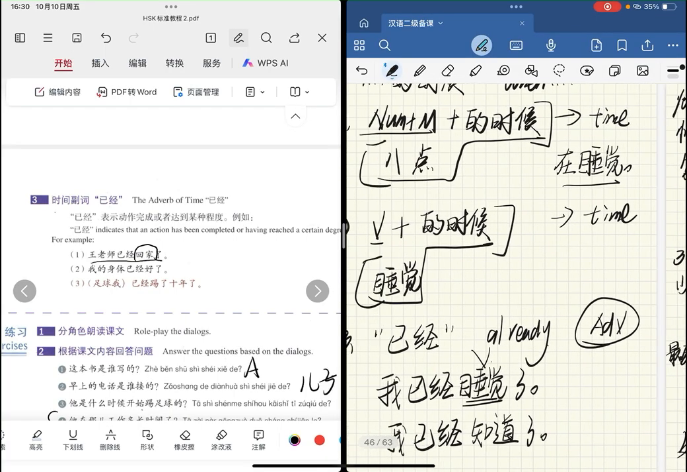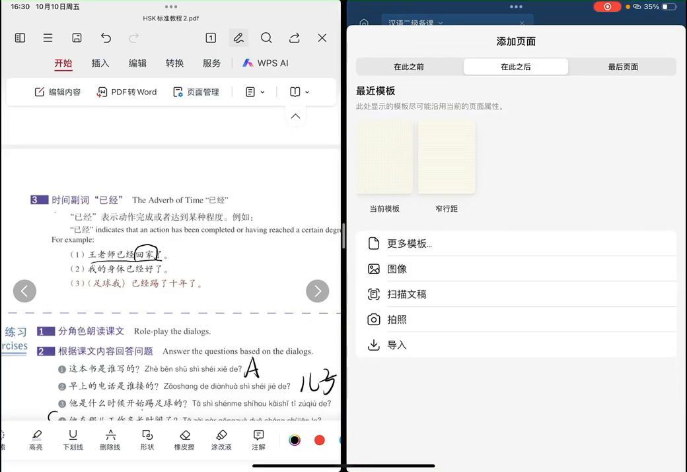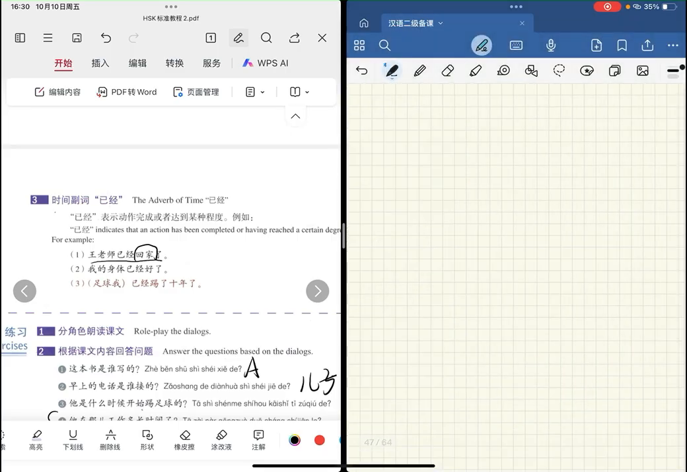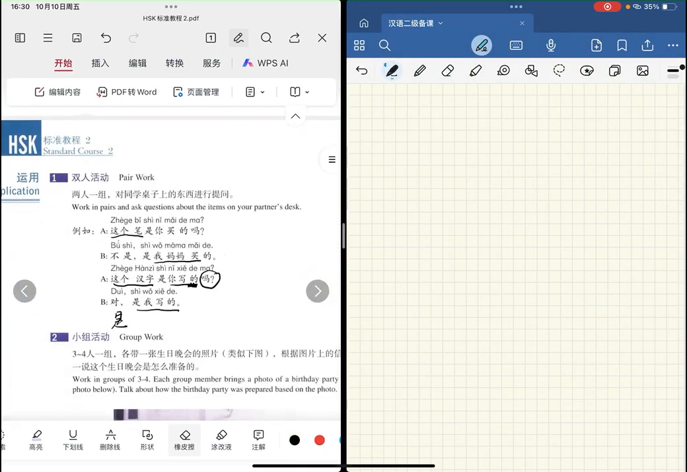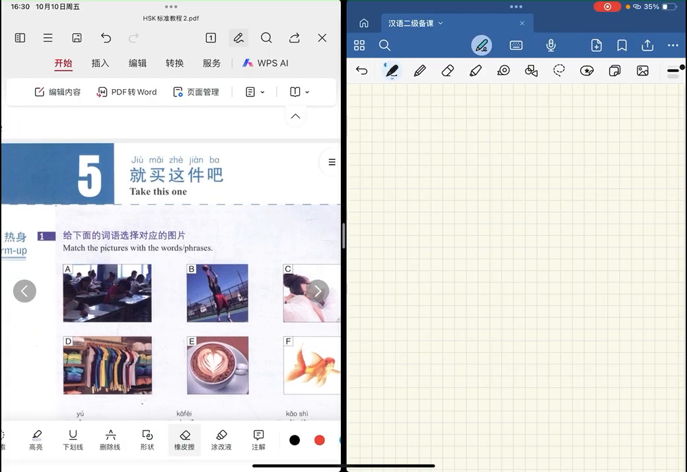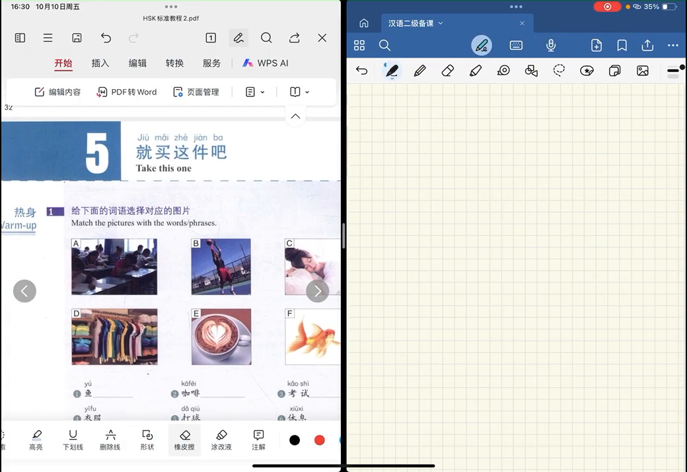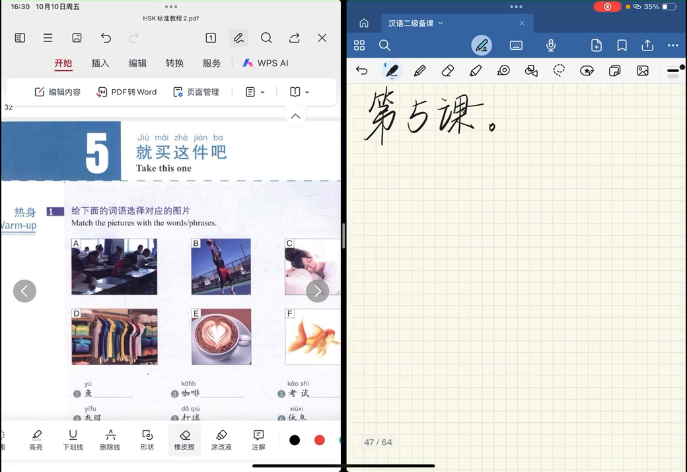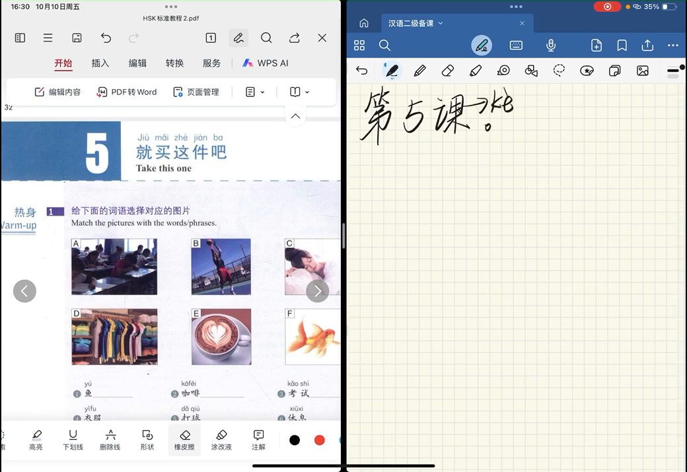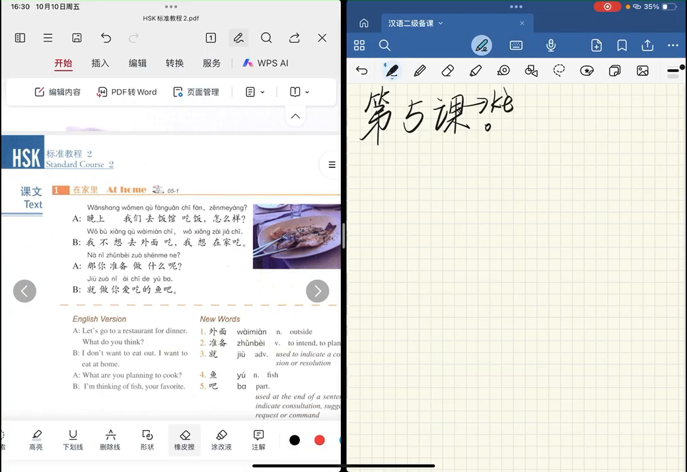Okay, now let's begin our new lesson, Lesson 5, 第5课。课 is lesson. 第5课, lesson 5. Okay, let's see what grammar points we will learn today.